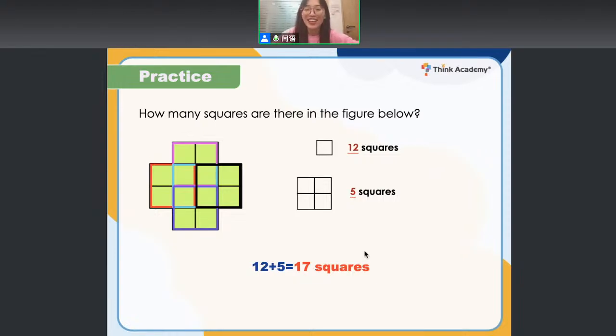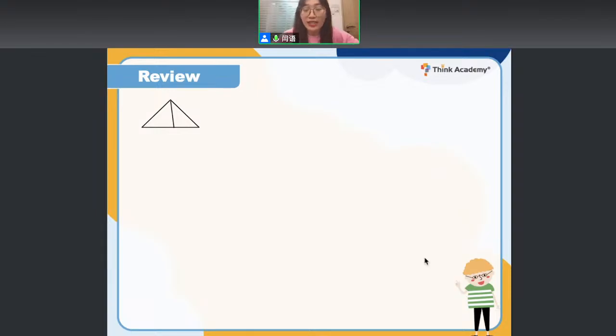So here you can see for such a question, do you remember that? We need to count from the smallest one to the largest one, from top to bottom, from left to right, okay? You must choose and count in order: from small to large, from top to bottom, from left to right, okay? After that, let's review something about the triangles, because just now we were counting the squares. Then let's move on to triangles now.